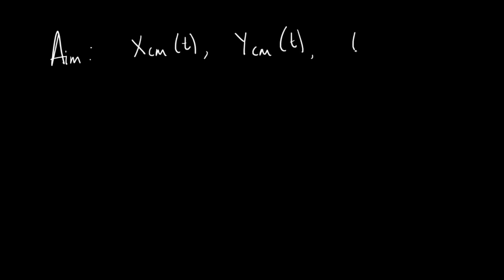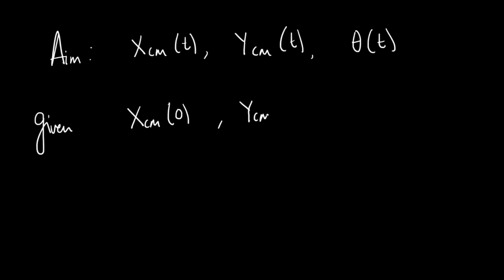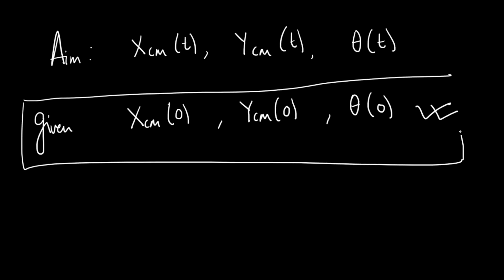So let me write it down. Our aim is to predict xcm as a function of time, ycm as a function of time, theta as a function of time, given xcm at time 0, ycm at time 0 and theta at time 0. So this is the claim that we'll be able to predict this at the end of the chapter.